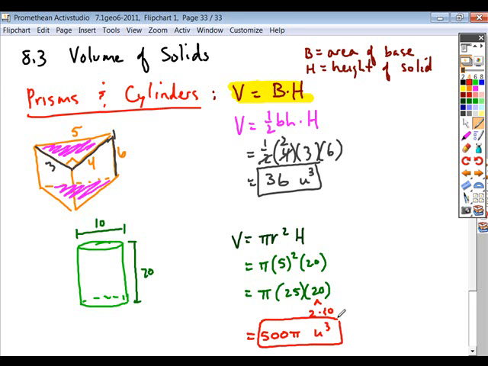So that's the formula for both prisms and cylinders. Questions about that?